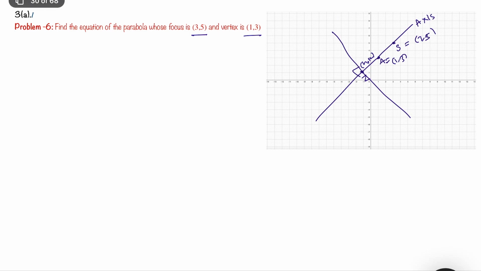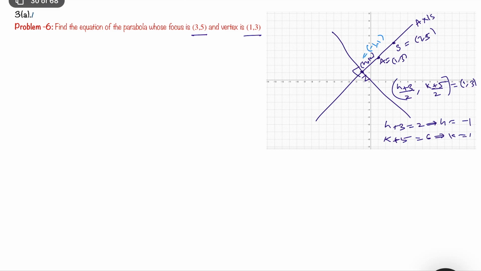Here, the midpoint of Z and S is A. So, ((H plus 3)/2, (K plus 5)/2) should be equal to A, that is (1, 3). That means H plus 3 must be equal to 2, that implies H equals minus 1, and K plus 5 must be equal to 6, that implies K equals 1. So this point (H, K) equals (minus 1, 1). Okay. Now I got a point on the directrix.